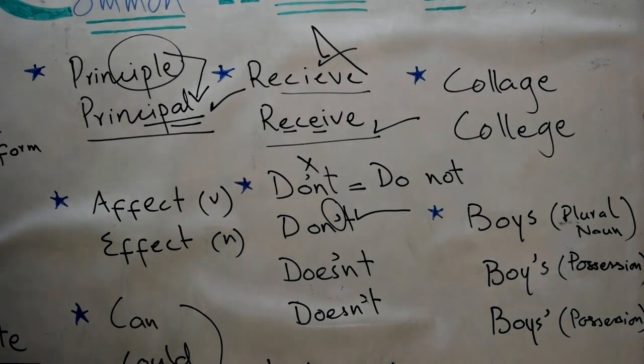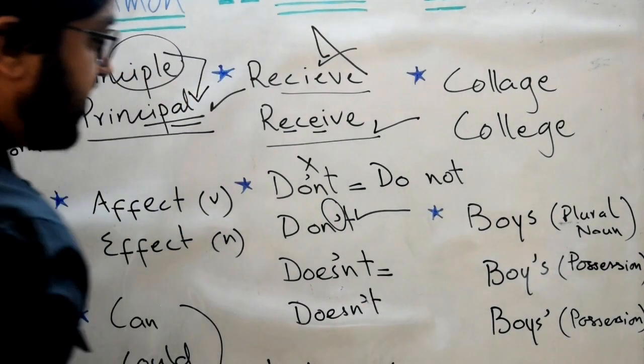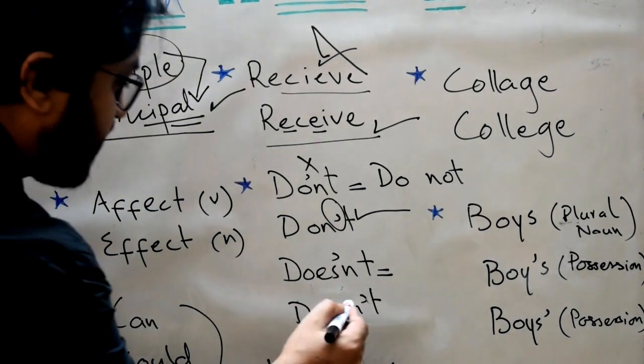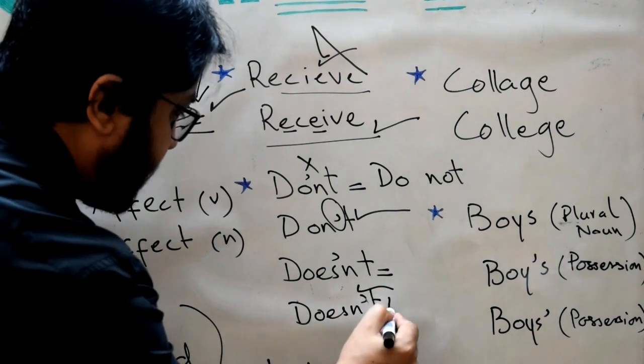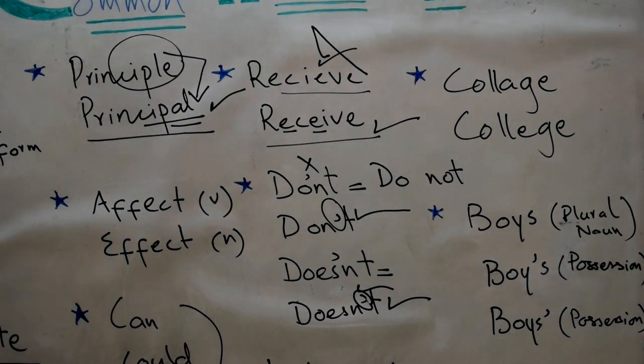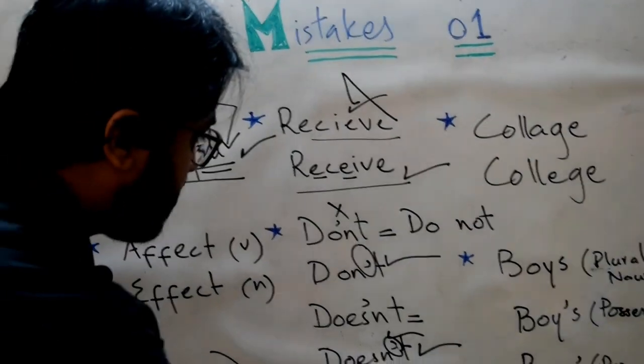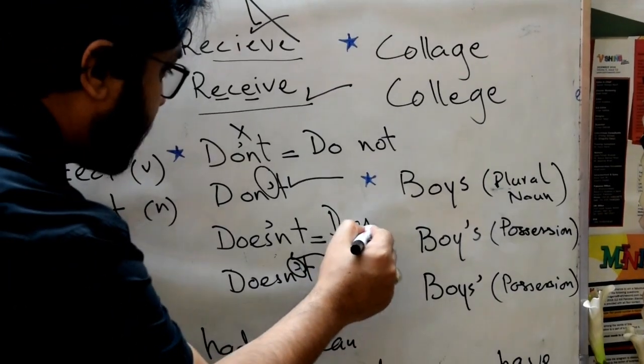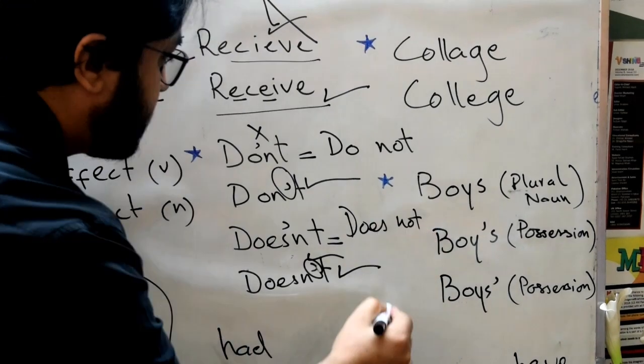The same goes with doesn't. Doesn't is the contraction of does not. So where should be the apostrophe? Here. This is the right place. After N and before T. Fine. This is the contraction of what? It is the contraction of does not. Fine.